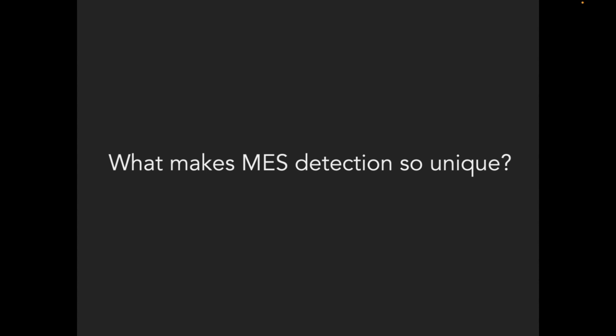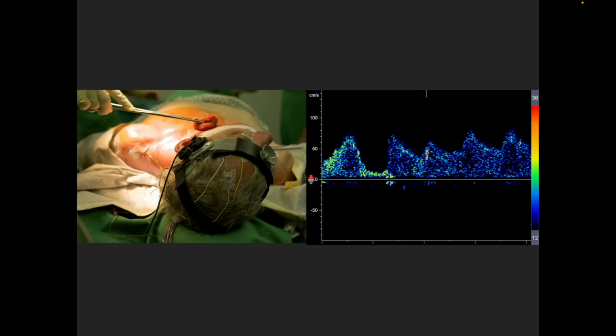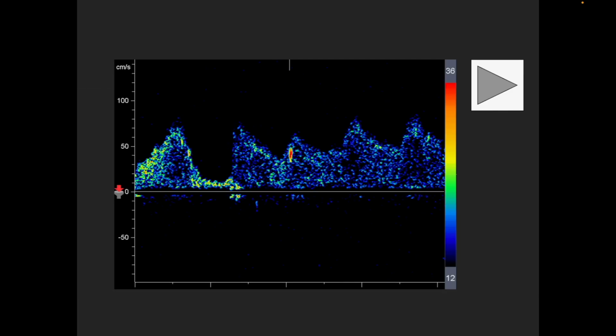So, what makes microembolic signal detection so special? Here we can see a patient who is prepared for carotid surgery. We can see that EEG electrodes are already mounted, as well as a TCD transducer on the side of surgery. On the right side, we see a signal that was recorded during preparation and just before clamping. Let's take a closer look at it.